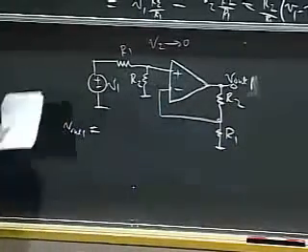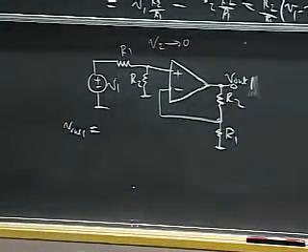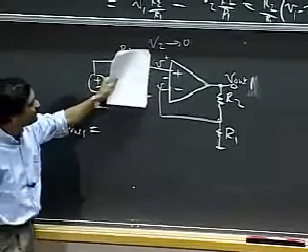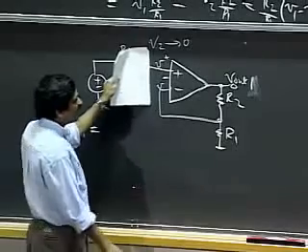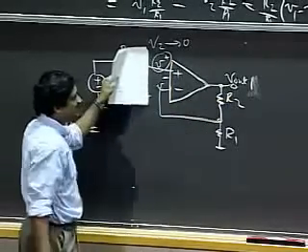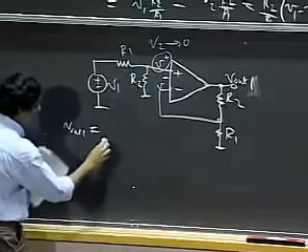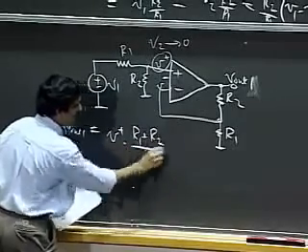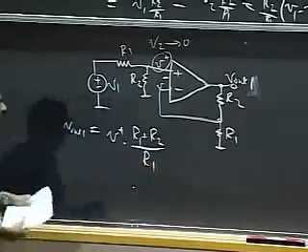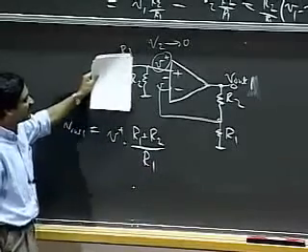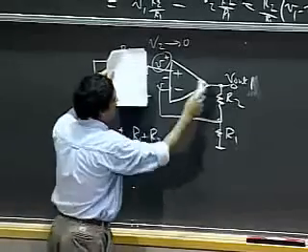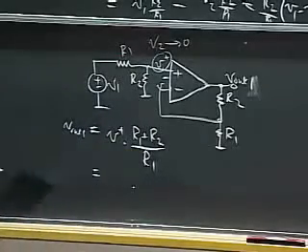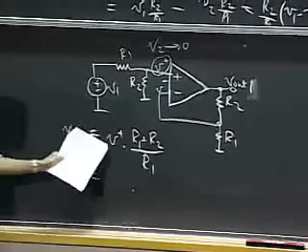I should call this V out 1 because it relates to V1. There's a V plus here. From our first lecture, I know that V out 1 relates to V plus in the following way: V out 1 is simply an amplified version of V plus, and the amplification factor is given by R1 plus R2 divided by R1.